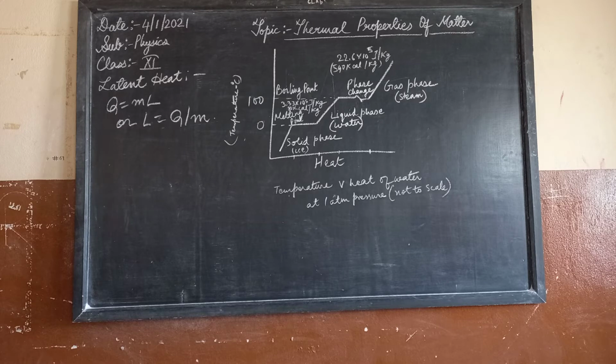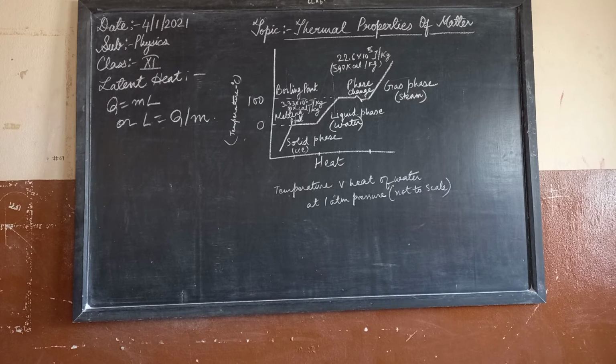Note that when heat is added or removed during a change of state, the temperature remains constant. The slopes of the lines are not all the same, which indicates that the specific heats of the various states are not equal. For water, the latent heat of fusion LF is equal to 3.33 into 10 power 5 joule per kilogram, and LV is equal to 22.6 into 10 power 5 joule per kilogram. That is, 3.33 into 10 power 5 joule of heat is needed to melt 1 kg of ice at 0 degree centigrade, and 22.6 into 10 power 5 joule is needed to convert 1 kg of water into steam at 100 degrees centigrade.